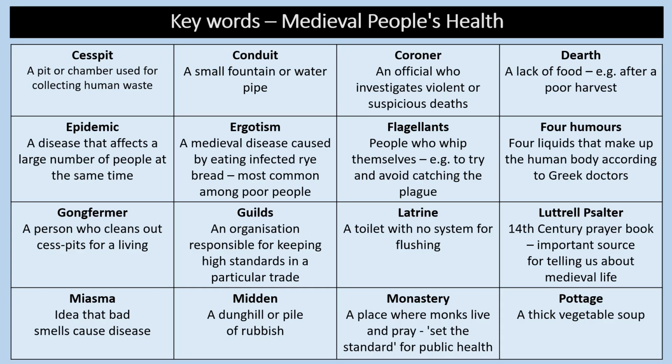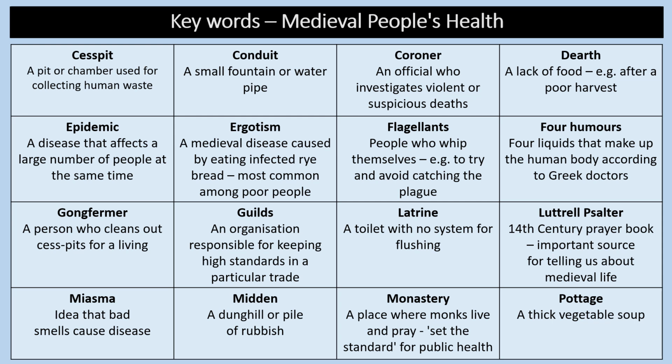Flagellants, people who whip themselves, e.g. to try and avoid catching the Black Death. Four humours, four liquids that make up the human body, according to Greek doctors, like blood, black bile, yellow bile and phlegm. A gong farmer is a person who cleans out cesspits for a living. Guilds, an organisation responsible for keeping high standards in a particular trade. Latrine, a toilet with no system for flushing.